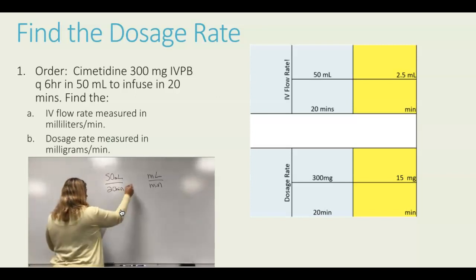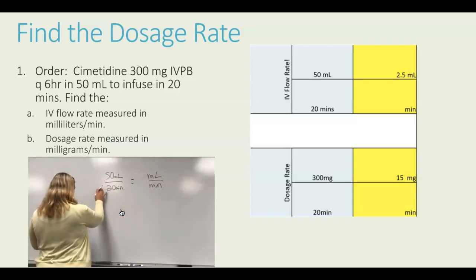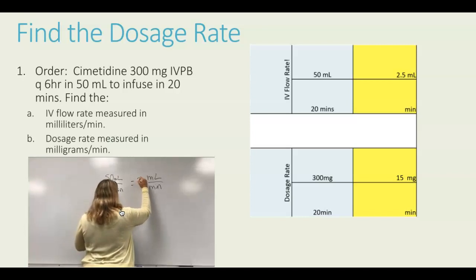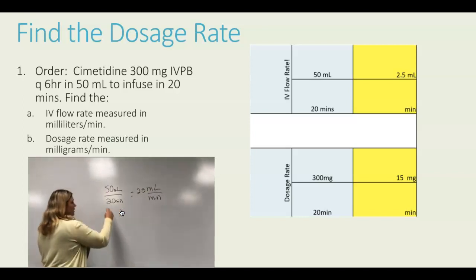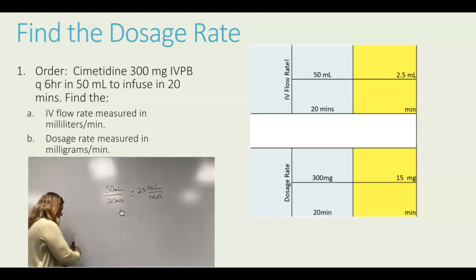So how many milliliters per minute would that be? Obviously it's pretty easy just to do the math. 50 divided by 20, and that's going to be 2.5 mils per minute. Nothing cancels out. It just crosses over.